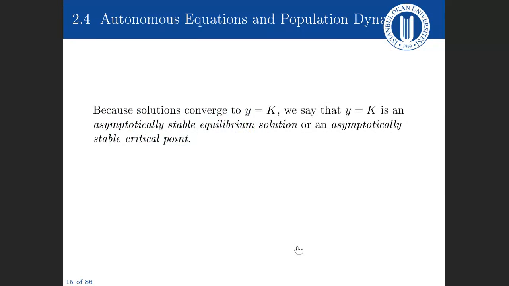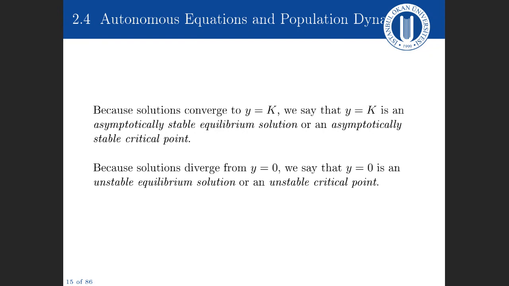Because almost all of the solutions are converging to y equal to k, we say that y equal to k is an asymptotically stable equilibrium solution. Or to say it another way, it's an asymptotically stable critical point. Solutions are diverging away from y equal to 0. So we say that y equal to 0 is an unstable equilibrium point or an unstable critical point.